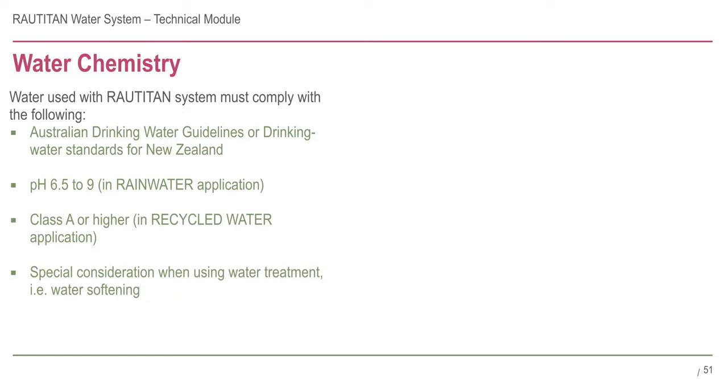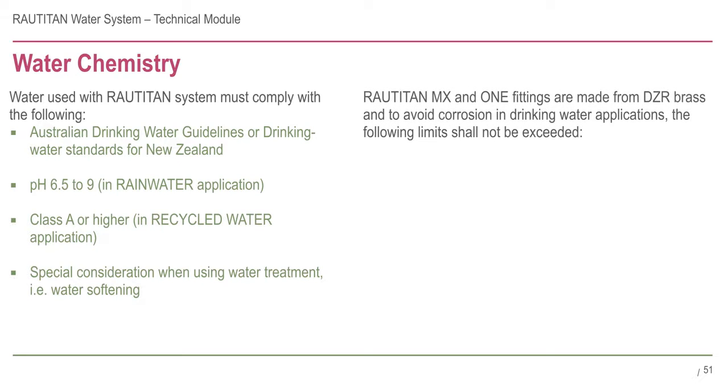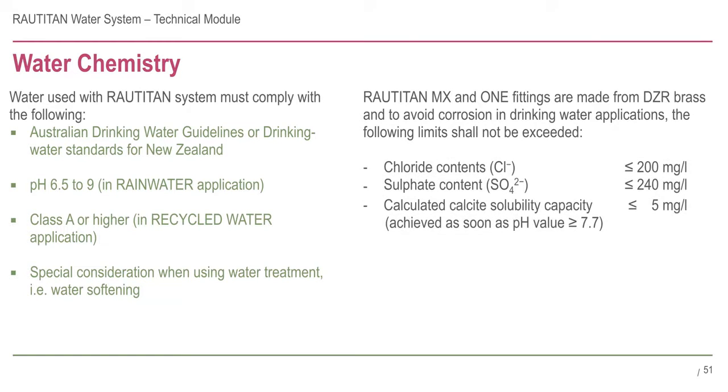Special considerations should be made when water treatment is used, such as water softening, a typical on-site water treatment method. Some drinking water tends to promote corrosion in copper and brass materials. Before using Rautitan in those areas, you need to confirm that the level of chlorides and sulfates, as well as the pH level, are within the approved limits.